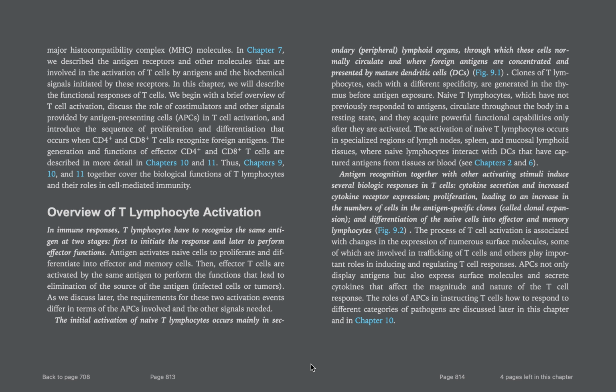The process of T cell activation is associated with changes in the expression of numerous surface molecules, some of which are involved in the trafficking of the T cells, and others play important roles in inducing and regulating T cell responses. Antigen-presenting cells not only display antigen but also express surface molecules and secrete cytokines that affect the magnitude and nature of the T cell response. The role of antigen-presenting cells in instructing T cells how to respond to different categories of pathogens is discussed later in this chapter and in chapter 10.